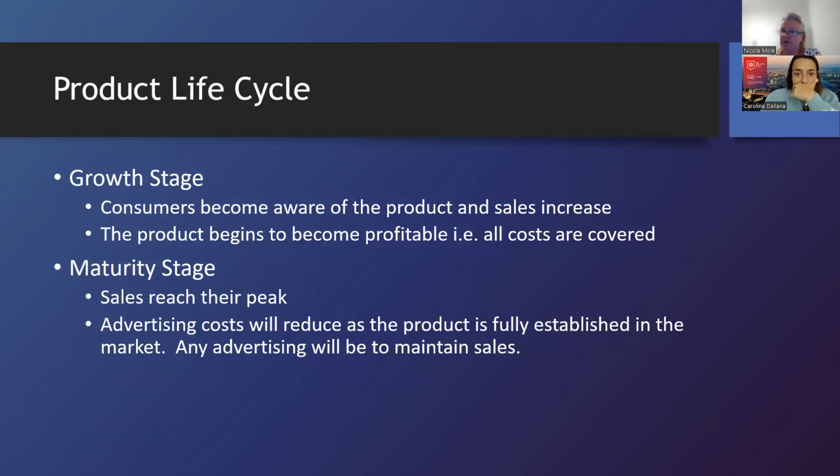Next, we have the growth stage. So your consumers, your customers, people are becoming aware of the product and sales increase. People are starting to know that that car exists, the Ford Mondeo. It's not a bad car, all right? So sales start increasing. It's been priced just right for its market, and the product starts to become profitable for the business. So we're covering our costs. Really important that you cover your costs in a business, but as you can see, it takes a while for that to happen.